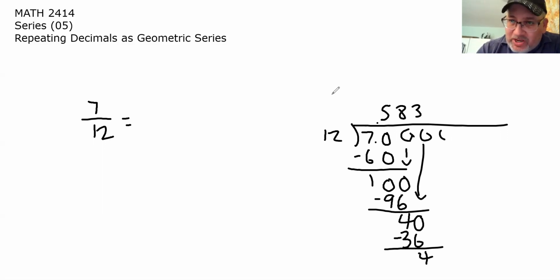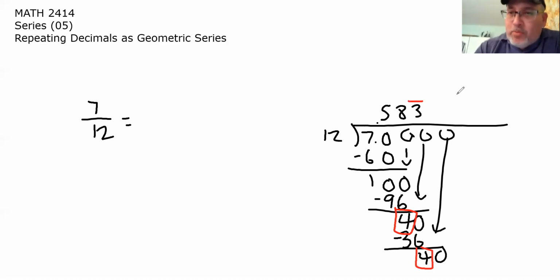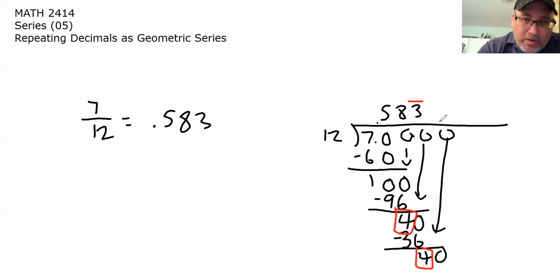And then once you get the same difference in your subtraction part, that's when the decimals will start repeating. So we're going to get 0.583 repeating. So ever since you've known about fractions and decimals and division, you've been able to convert fractions to decimals.